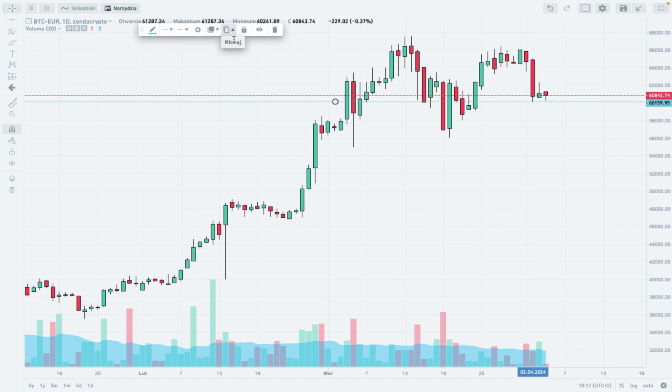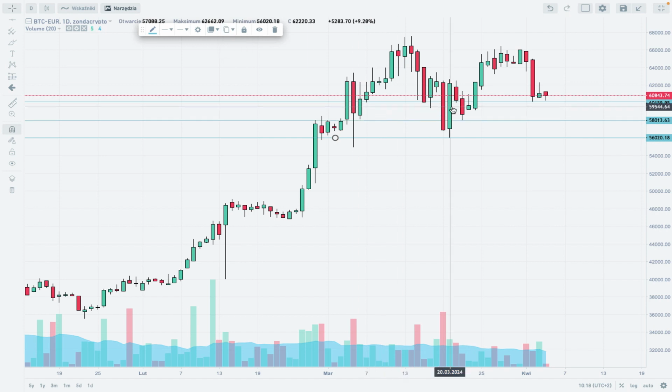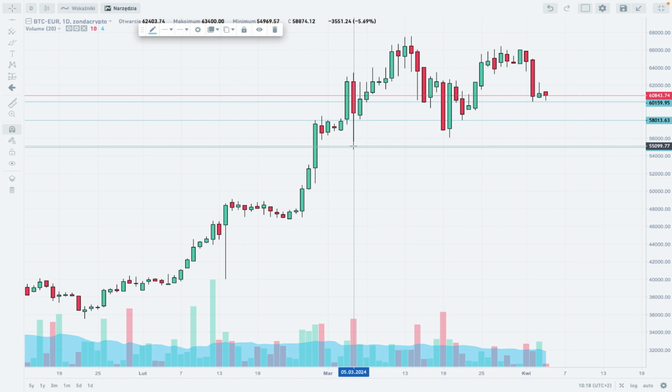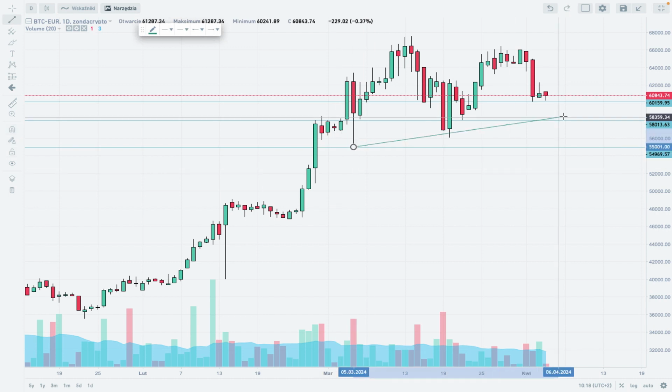Of course, there's more technical supports here for your disposal. The next one is 56,020 euro, and the last one, and I think the most important one, is located here. The lows of the 5th of March, located at 54,969 euro. Moreover, what we can place here on our chart is one more line here.